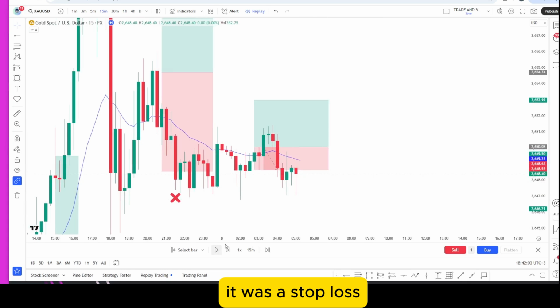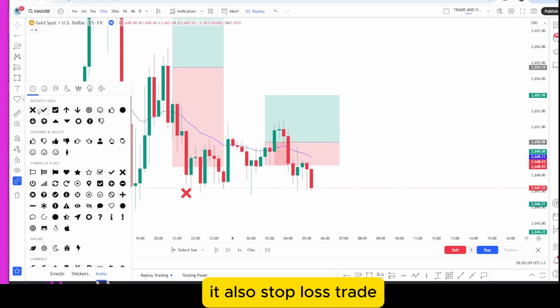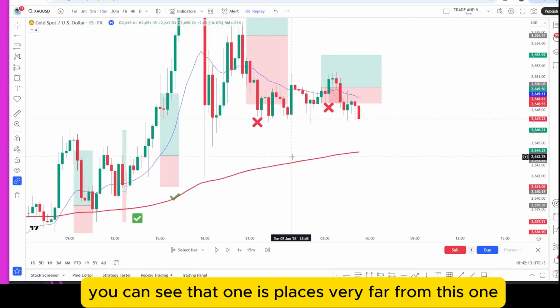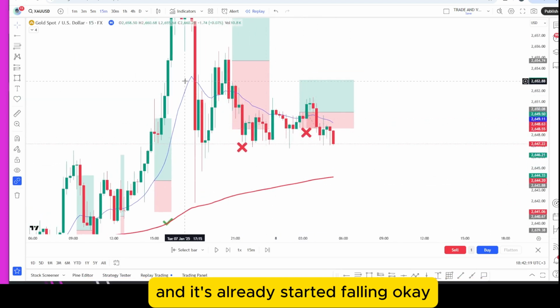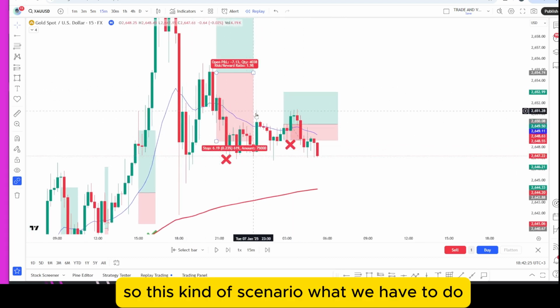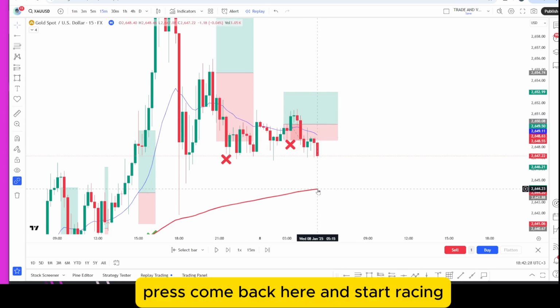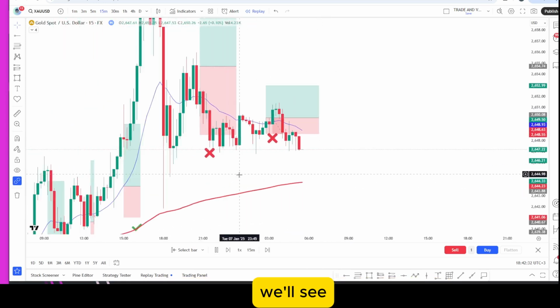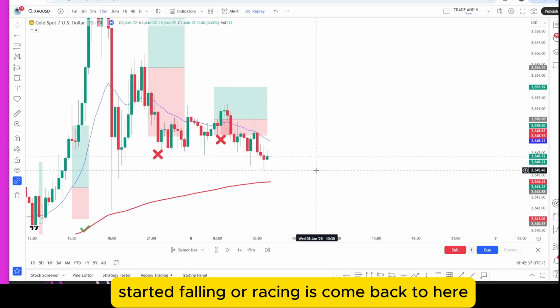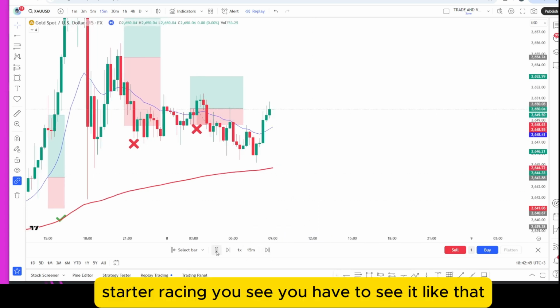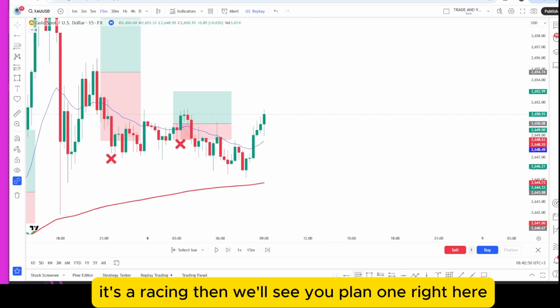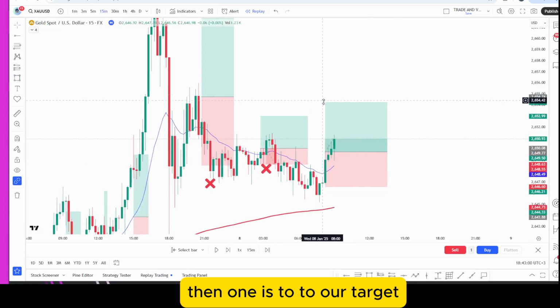Yes, it was a stop loss. That also was a stop loss trade. Why? You can see the price is very far from this one. There is a chance the price comes back to here, and it has already started falling. So in this kind of scenario, we have to wait for the price to come back here and start rising. We'll see whether it starts falling or rising. It's coming back to here, still no rising, now it started rising. You see, we have to see that it's rising, then we will plan one trade here, with 1:2 as our target.